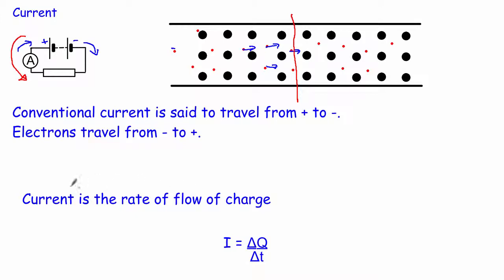And that's basically what this says. So current is the rate of flow of charge. Basically, it's how much charge flows every second, which is summed up in this equation. This thing here is the current.